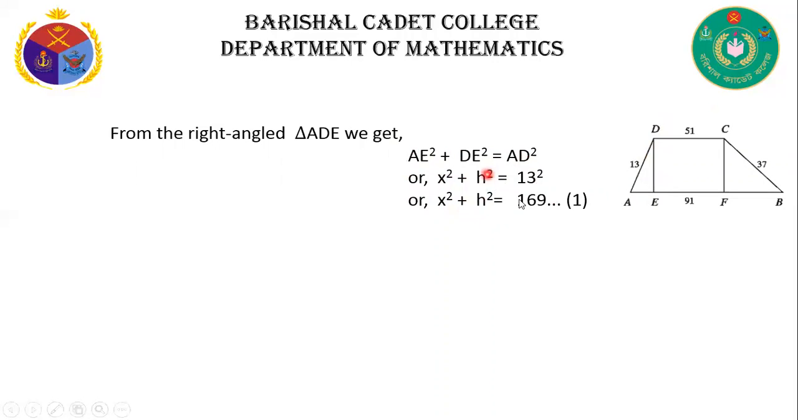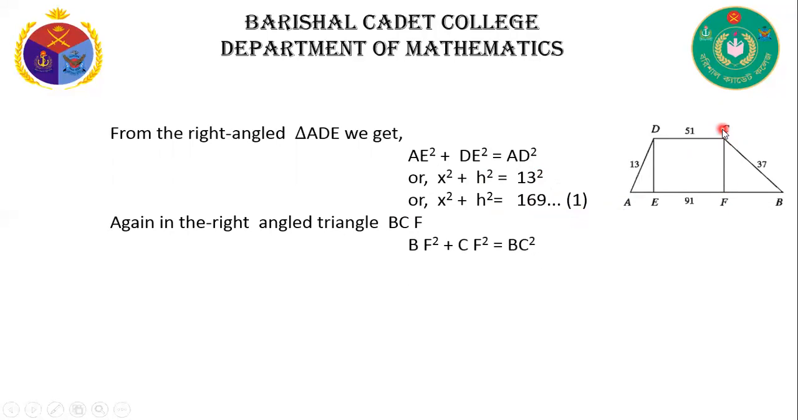That means X square plus H square is equal to 169. This is number 1. Now again, the right angle triangle BCF. From Pythagoras, we can write BF square plus CF square is equal to BC square.